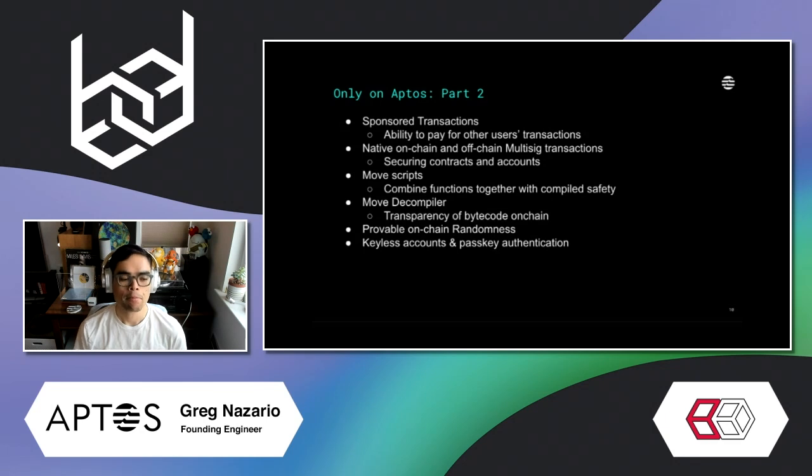And then keyless accounts and passkey authentication, which we talked about fairly recently, being able to have different types of account abstraction where you can have keyless accounts and log in with your OIDC provider, such as Google. And then you can also use passkeys from Google, Facebook, you name it.